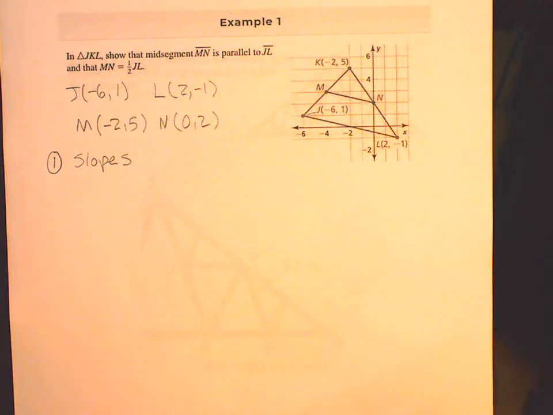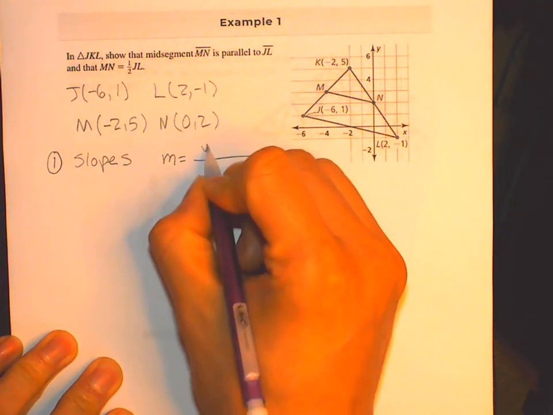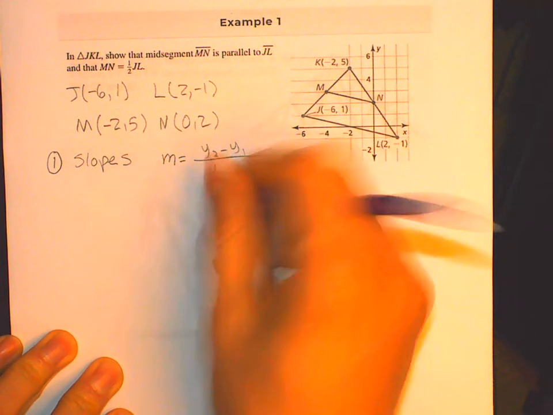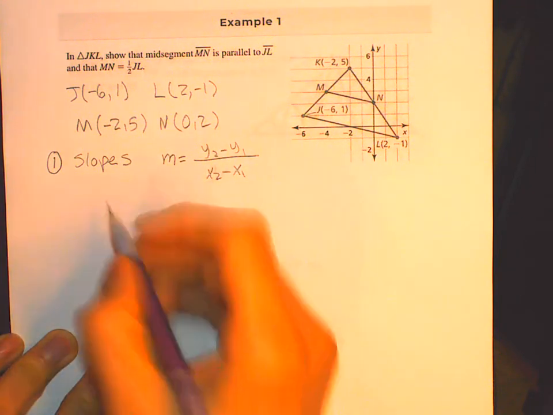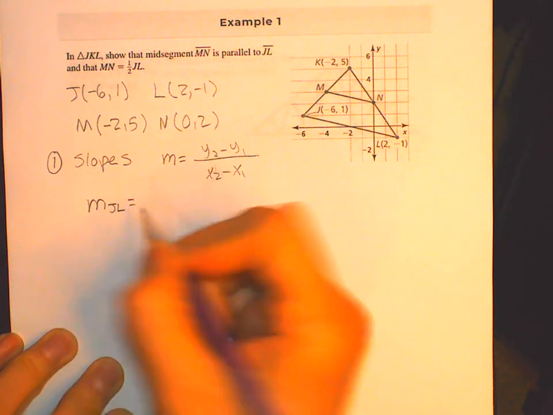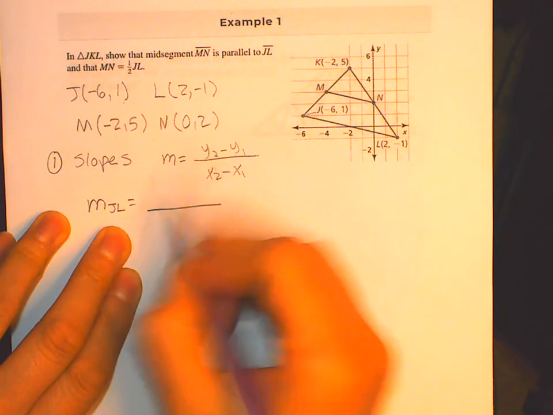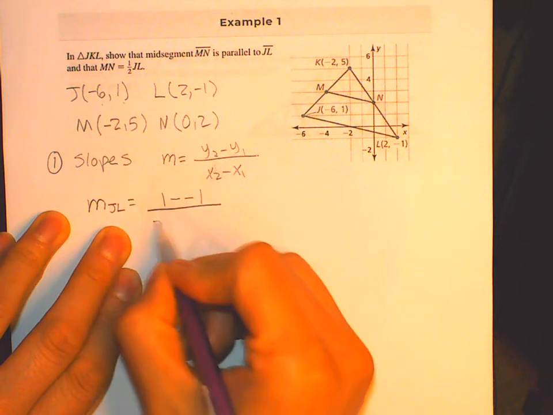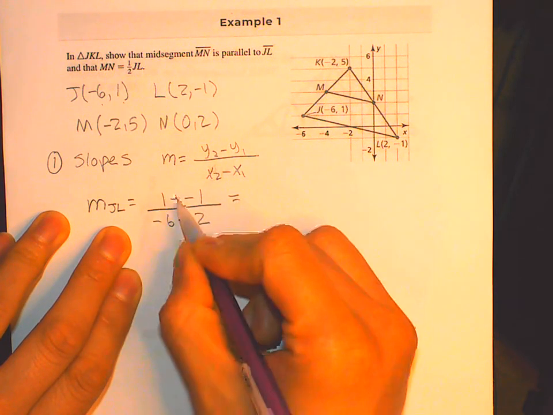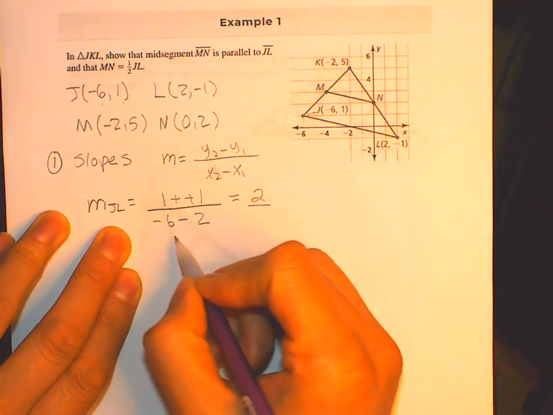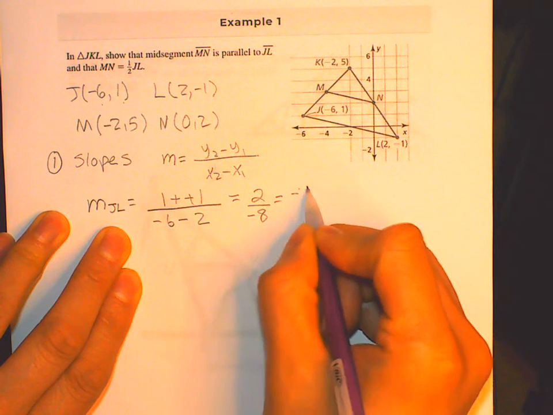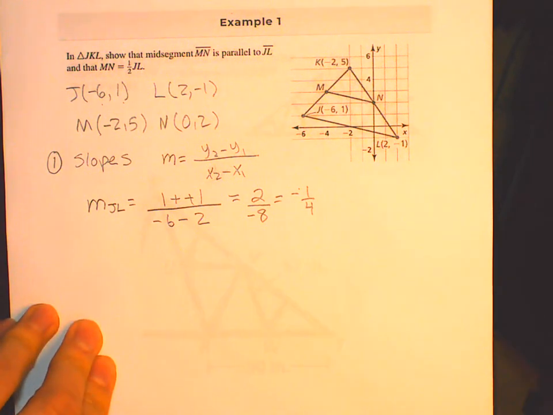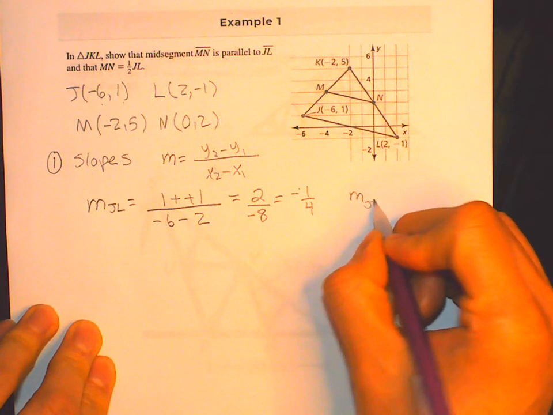In order to find their slopes, we're going to use the equation for slope. If you remember, the equation for slope looks something like this: differences of the y's over the differences of the x's. Okay, so let's do just that. The slope of JL, differences of the y's, would be 1 minus -1. Differences of the x's, -6 minus 2. That turns into addition to give me a positive 2. -6 minus 2 gives me -8, and that reduces to -1/4. So the next thing I need to do is find the slope of the other line.